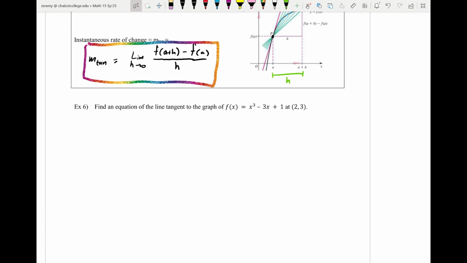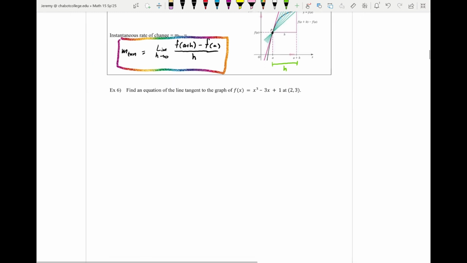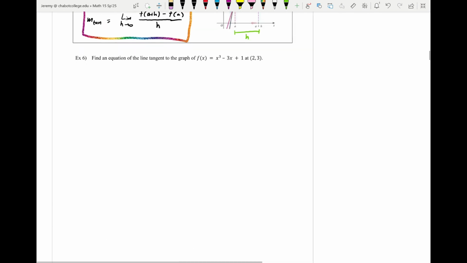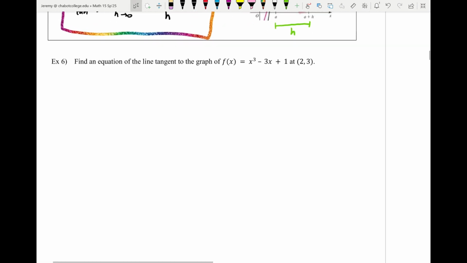We want to find the equation of the line tangent to the graph of, here we have a cubic function, x cubed minus 3x plus 1. And we're looking at this ordered pair (2, 3). We are not given the graph of this one, so we're just going to rely on the process here. I usually start these problems by thinking, okay, my answer is going to be in the form y equals mx plus b. So I want to find m, I want to find b.